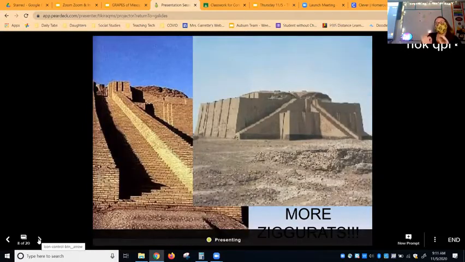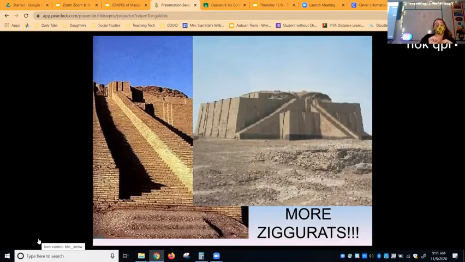They are like 5,000 years old, and they're still standing. So they're trying to make sure that they don't erode away and disappear. They're trying to preserve them because they are thousands and thousands of years old.